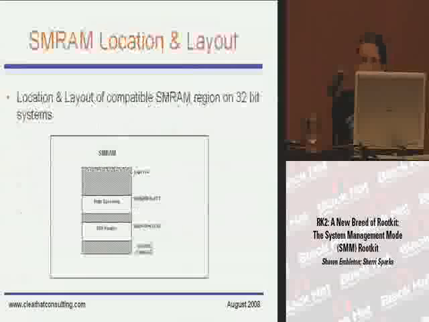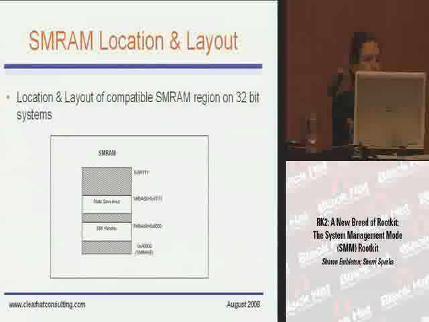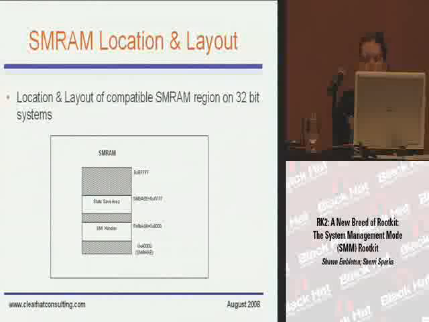This diagram shows the location and layout of a compatible SMRAM region on a 32-bit system. As you can see, the region, because it is the compatible region, extends from A000 up to BFFF, and SMBase points to the beginning of that region. The SMI handler is by default located at SMBase plus 8000, and the state save area is located at SMBase plus FFFF. These are all the default locations for the handler and the state save area.